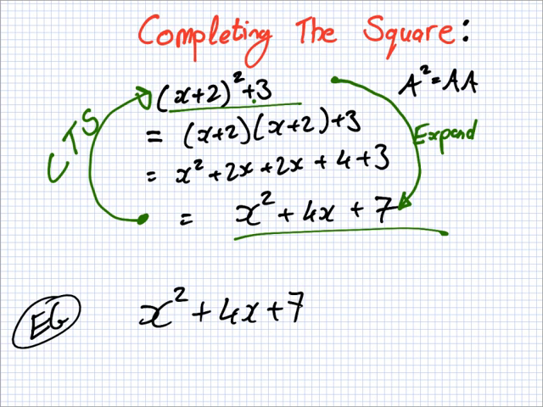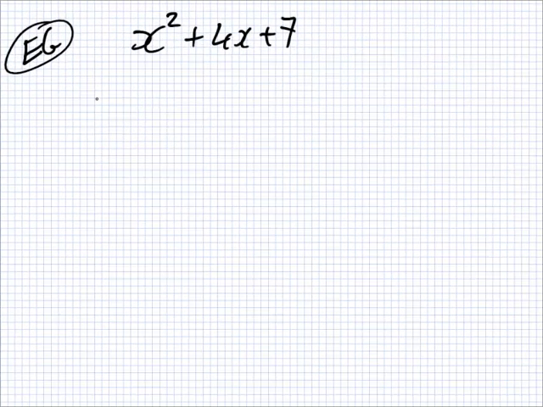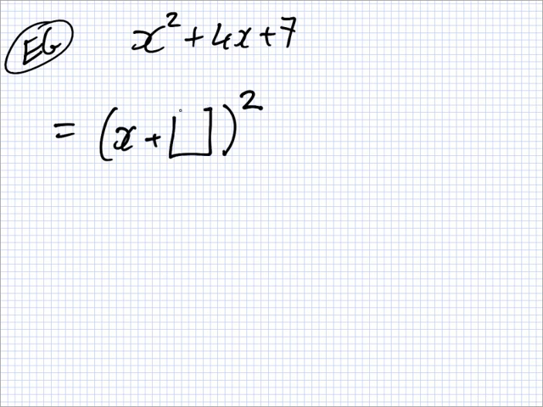Okay, let's have a look. It's really not that difficult. Just watch carefully. What we do is we write down our bracket and our square. So we know for this it'll be x plus a number, plus a number. We need to figure out those two numbers. The first number is very easy to get. This number here is always half of this middle number to begin with. So this number here will be half of the 4, which is 2. Okay? So far, so good.